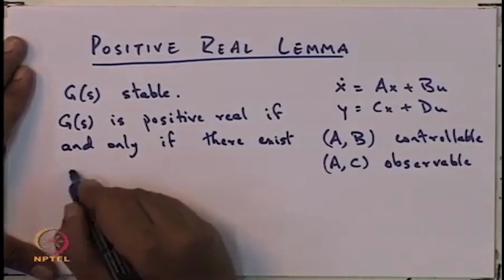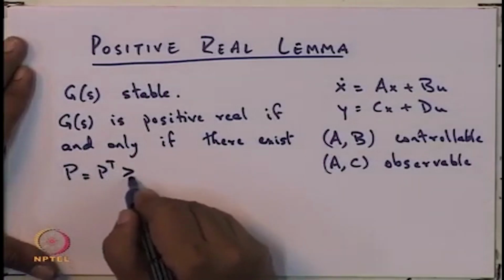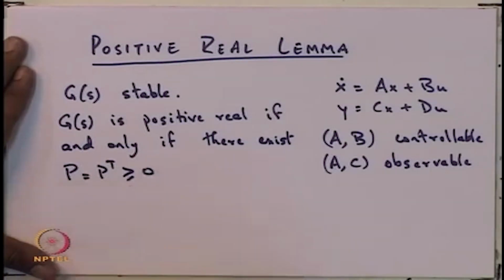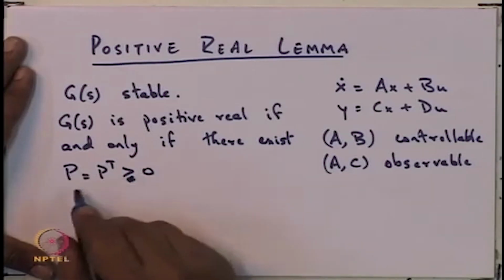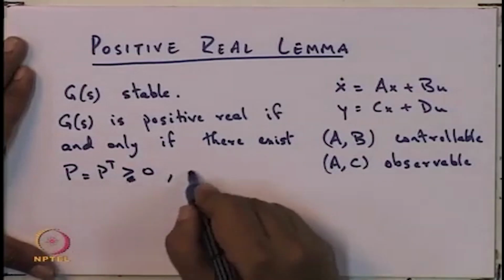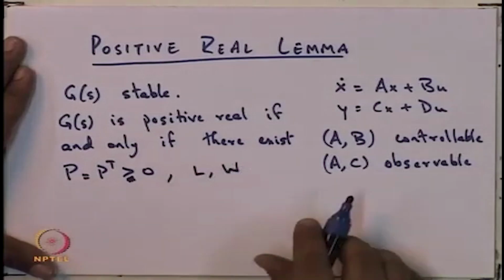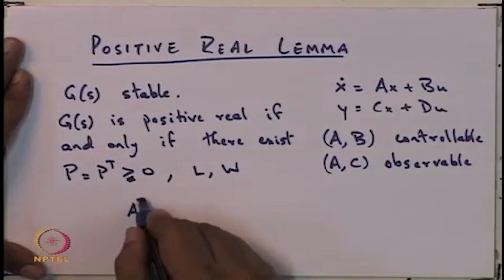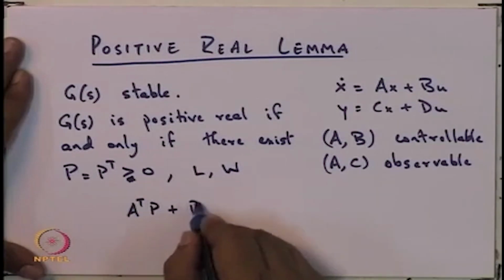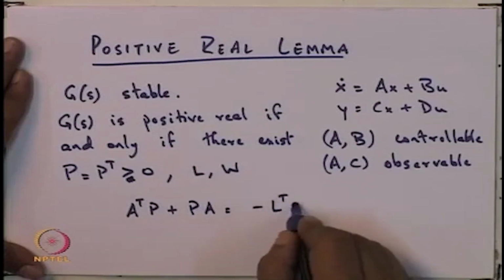three matrices. The first one, P, is a symmetric positive semi-definite matrix. In fact, most of the time you are talking about a symmetric positive definite matrix P, and two other matrices L and W, such that the following three equations are satisfied. The equations are A transpose P plus P A is equal to minus L transpose L.